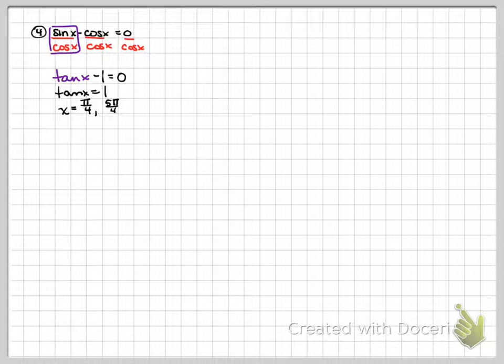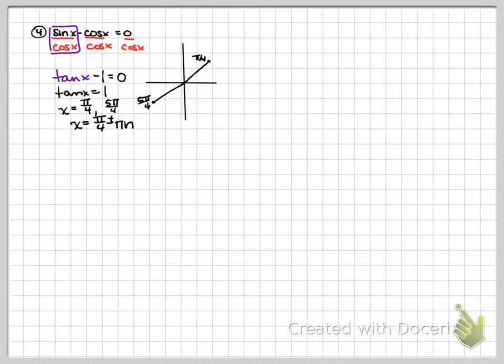So let's look at our graph for that. Pi over 4 occurs right here. And 5 pi over 4 is over here. So they're a distance of pi apart. So I can say my answer is x equals pi over 4 plus or minus pi n. And again, this type of problem is a case where I am not getting rid of cosine, I am rewriting it. And that is something that we are allowed to do. Okay, that's number 4. Let's move on to number 5.